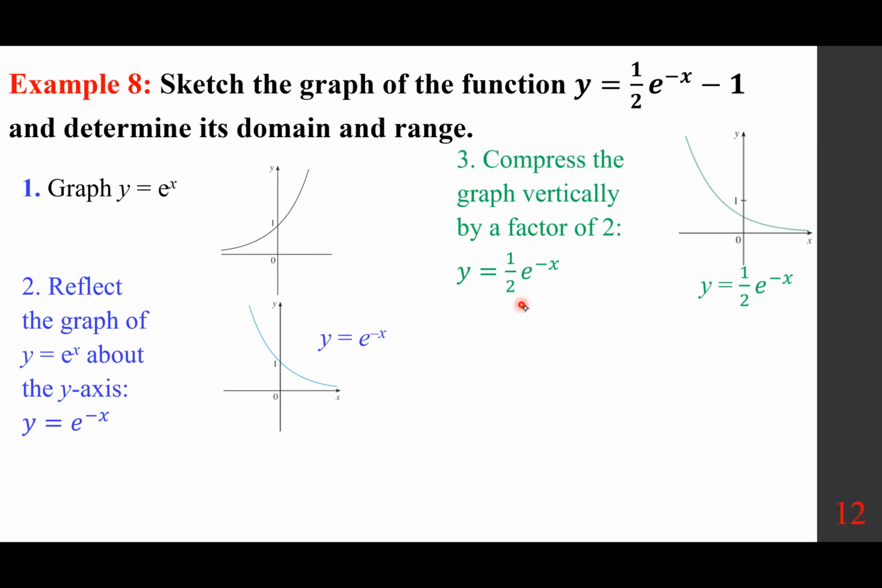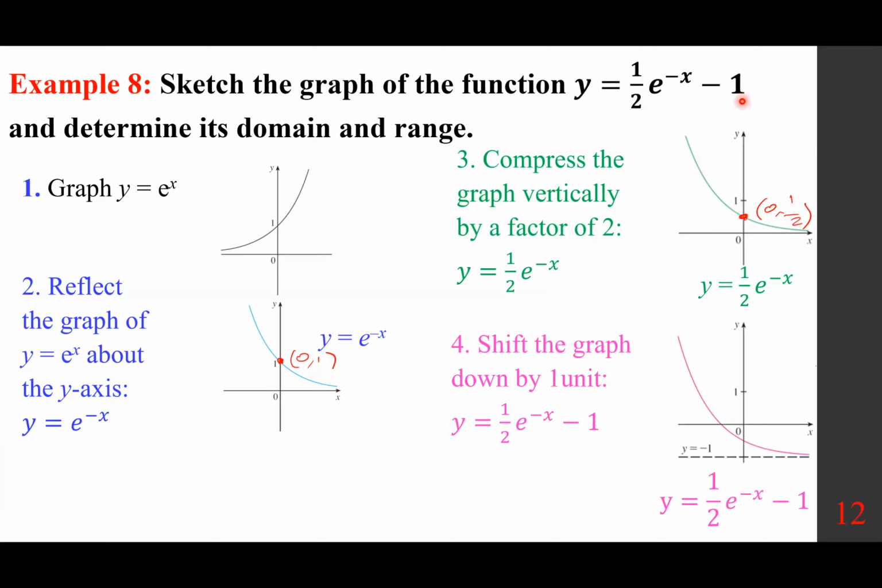So compress the graph vertically by a factor of 2 to get this one. And so the result is that, for example, here, the point that had coordinate (0, 1) now has coordinate (0, 1/2). Finally, the effect of minus 1 is to take this graph down by 1 unit. So let's take it down by 1 unit.